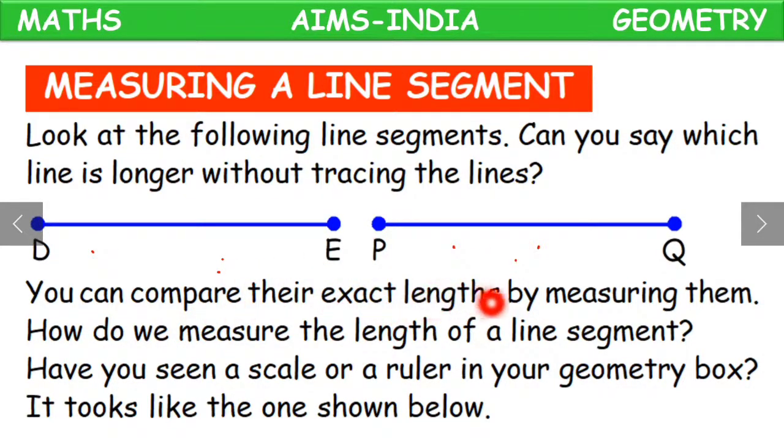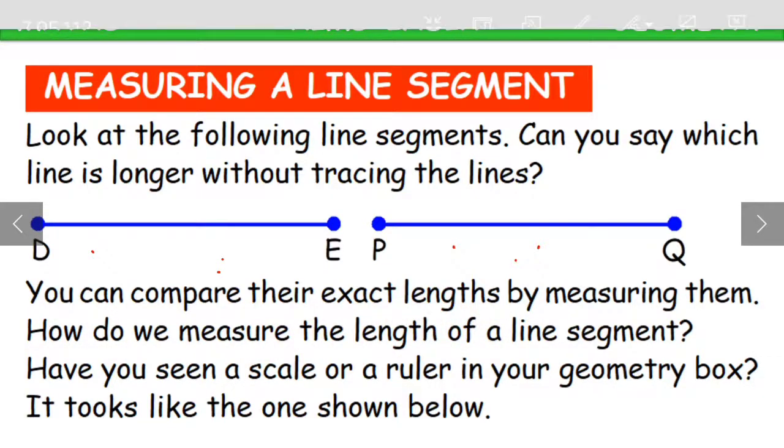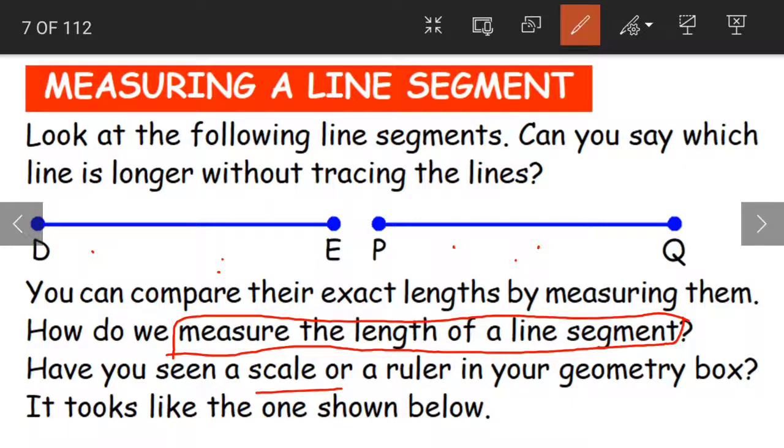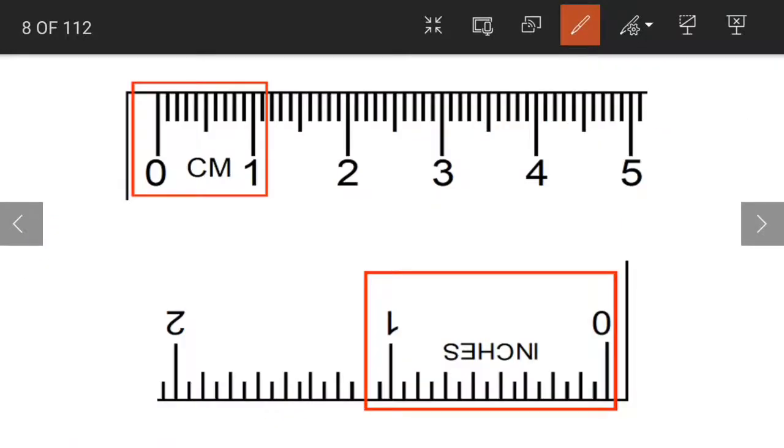You can compare their exact lengths by measuring them. So to find out which one is longer than the other, we need to measure the length of the line segment and then compare. What should we do, children? We should measure the length of the line segment. Measure the length of the line segment using what? Using a scale or a ruler.